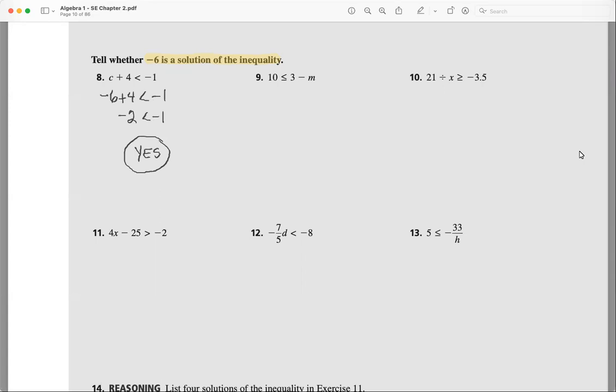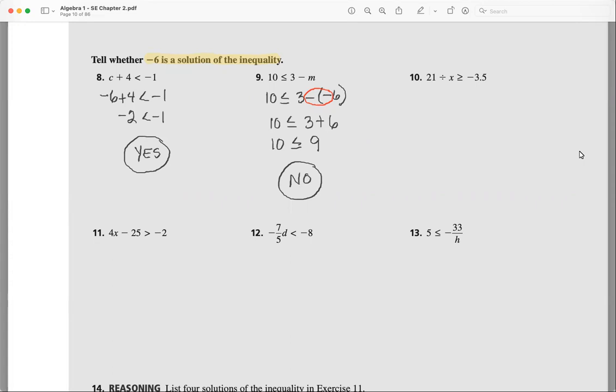Number 9, 10 less than or equal to 3 minus -6. Be careful, people. Be careful here when you're substituting. Use a parentheses. 10 less than or equal to 3 plus 6. My apologies there, mistake there. That's a 9, and that is a no. 9 is not greater than or equal to 10.